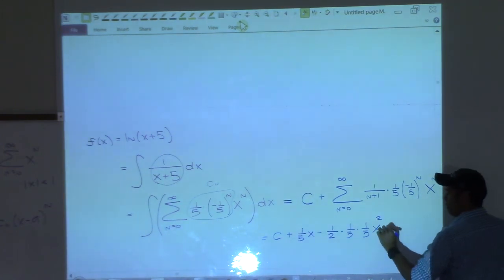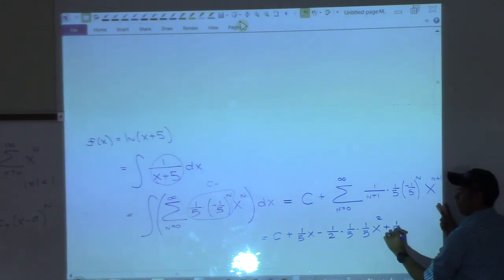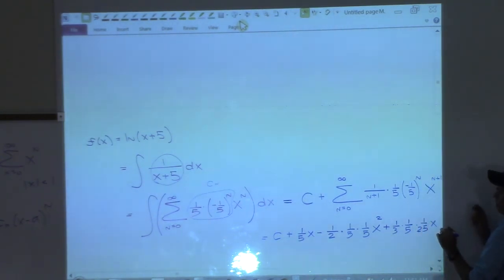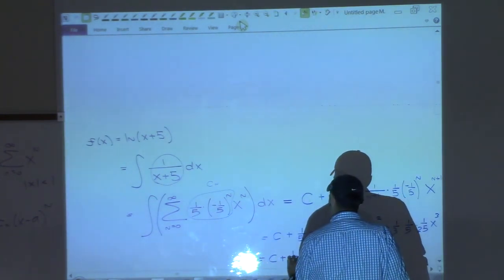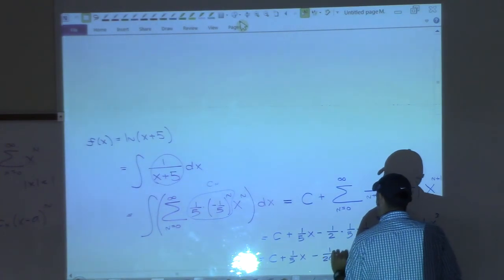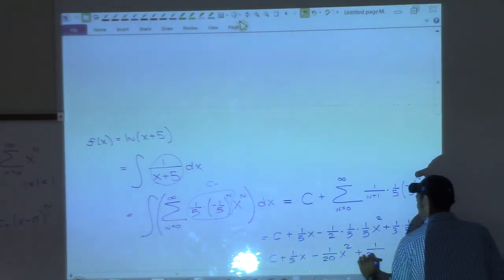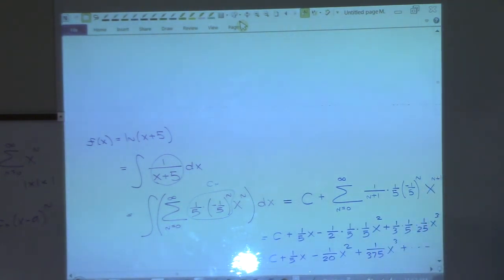Okay, the next, let's just do one more. Plus, this will be a positive. Now I'm plugging in 2, so 1/3 times 1/5 times 1/5 squared, 1/25, x to the, I'm on 2, right? So third power. So this should be c plus 1/5 x minus 1/20 x squared plus 1 over 375 x cubed plus dot, dot, dot. There it is. That's our power series.